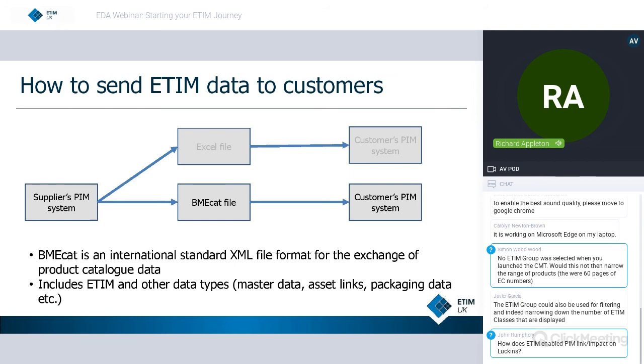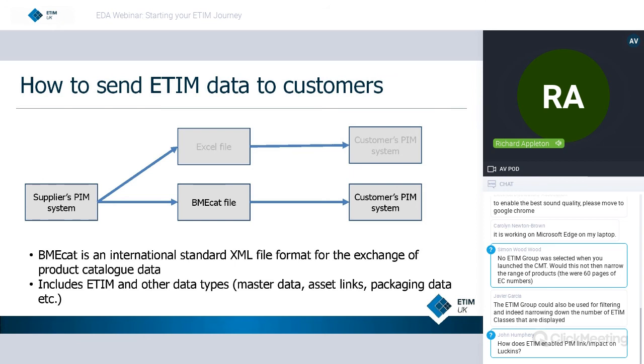And BMECAT transfers the ETIM codes. So remember, I said earlier that you can use ETIM, for example, to supply data to a distributor in another country. Well, this is what you'd use. You'd supply that data in a BMECAT format, and that would transfer the codes into the customer's PIM system, and then the customer's PIM system would translate all the names of the classes and the names of the features into whatever their local language was.